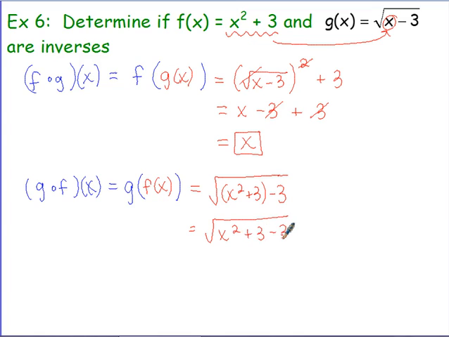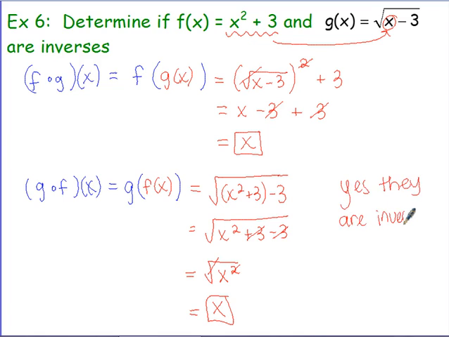The first thing you should be able to cancel are the 3's because they are right next to each other. That leaves us with the square root of x squared. Now you can cancel the square root and the square. Couldn't do it up here because the 3's were in the way. You had to do it down here. Those two cancel. We're left with x. Since we got x on both of them, we would write, yes, they are inverses. And that is the end of the lesson.